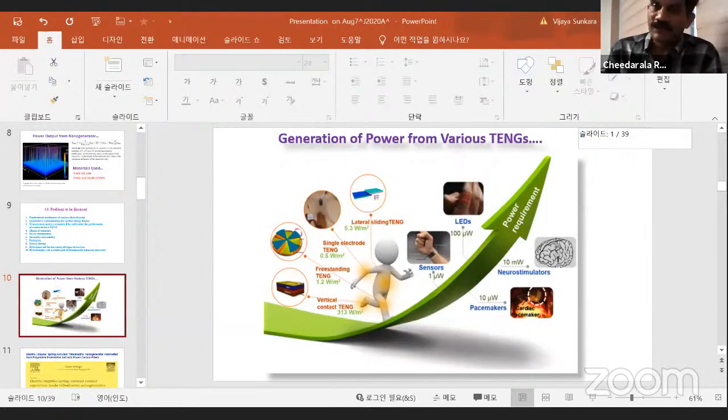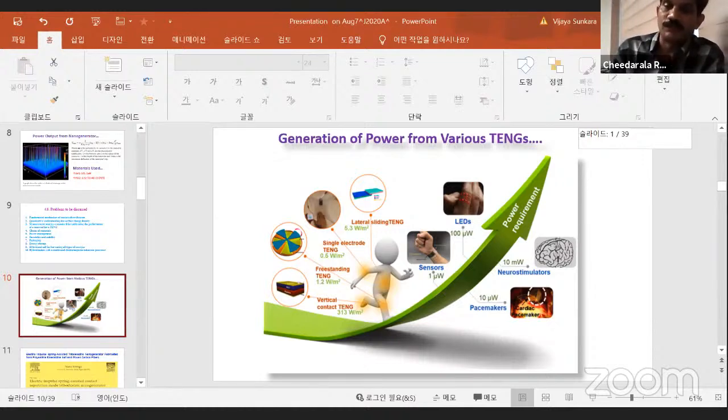And for the generation of power from various TENGs, you can see here that TENG introduction and importance has been gradually increasing over the last 5 years. You can also see the vertical contact TENG, which is generating almost 313 watts per meter square. In the freestanding mode you can see 1.2, in the single electrode mode 0.5 watts per meter square, and in the lateral sliding mode up to 5.3 watts per meter square.